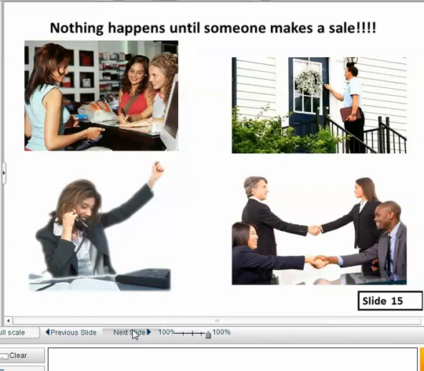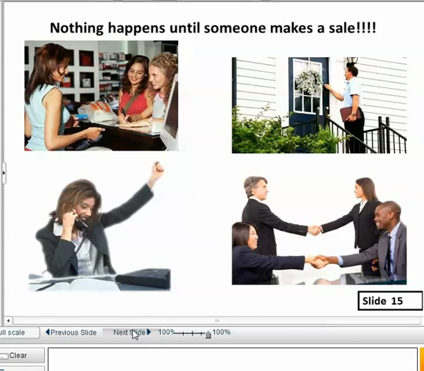Nothing happens. Doesn't matter how good your advertising is, doesn't matter how great your product is, nothing happens till somebody makes a sale. Whether it's the clerk in the store, or it's the salesman going door to door to consumers, or salesman going door to door to businesses, or whether it's an online way of driving customers to your business. However it is, sooner or later, somebody has to say, yes, I want to buy your product. And seldom will they do it without some encouragement.